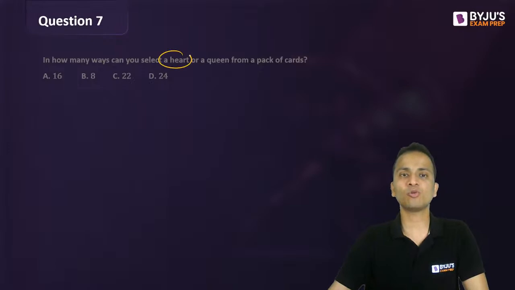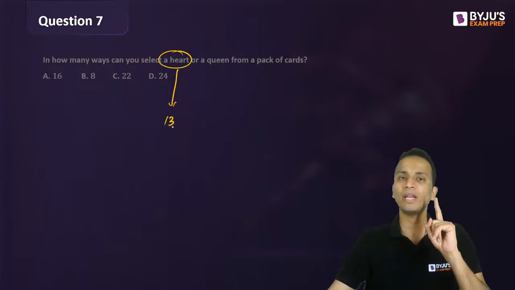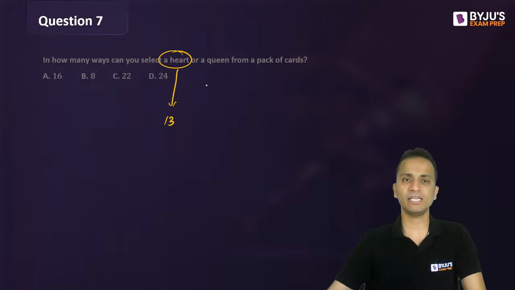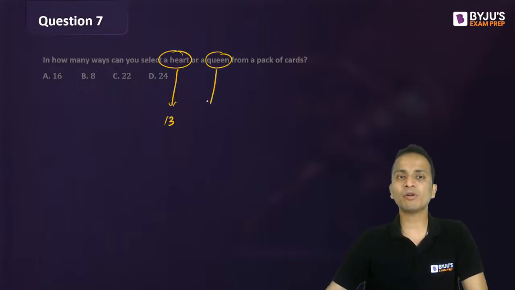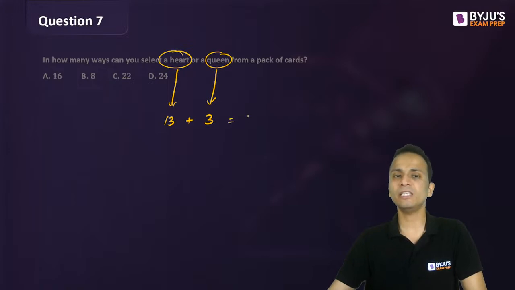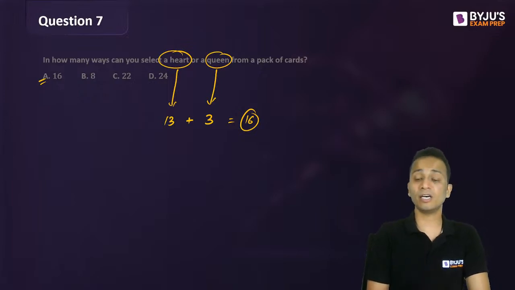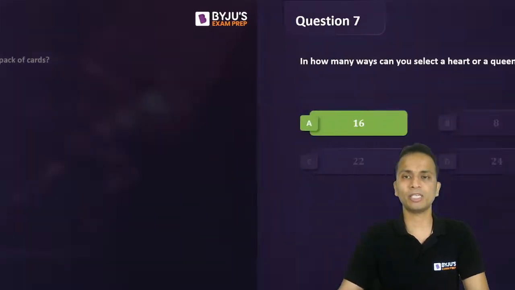How many hearts are there in total? So there are a total of 13 hearts in a deck of 52 cards. Now these 13 hearts will contain one queen as well, so I'll keep it aside. And the remaining number of queens other than hearts will be 3. So in all, basically they are talking about 13 and 3, 16 cards. So there can be 16 ways in which I can select a heart or a queen from a pack of 52 cards. Okay. So the simple answer 16 is the correct answer, option A.